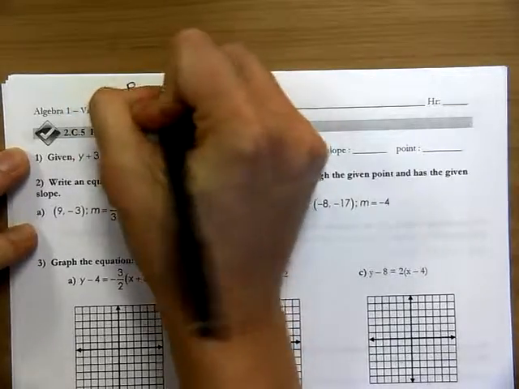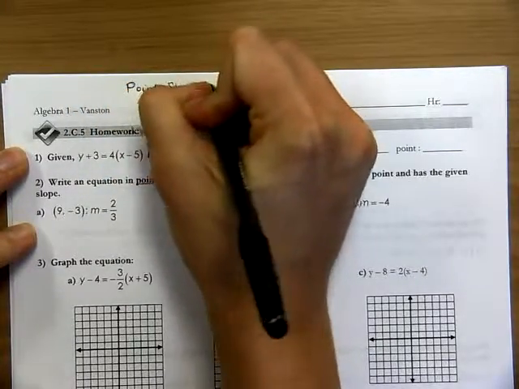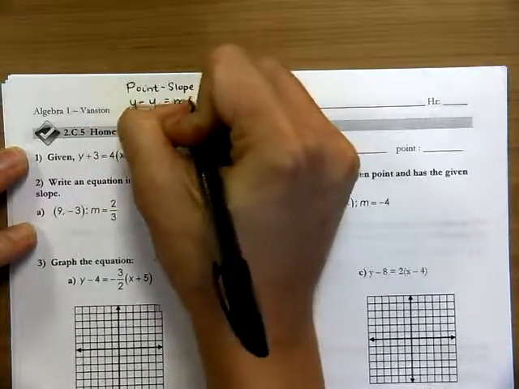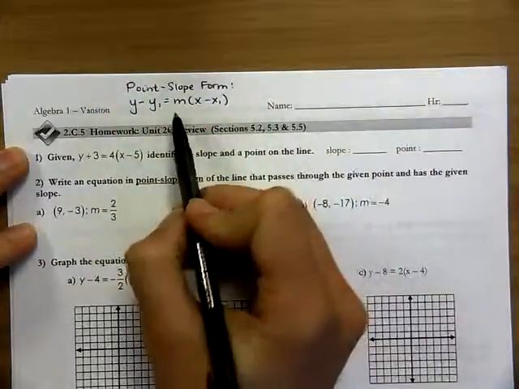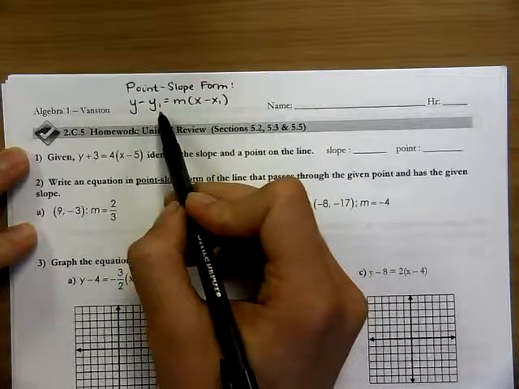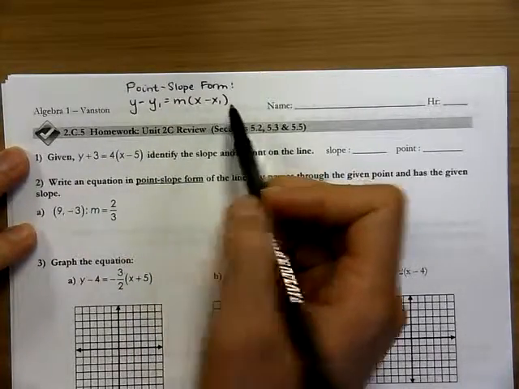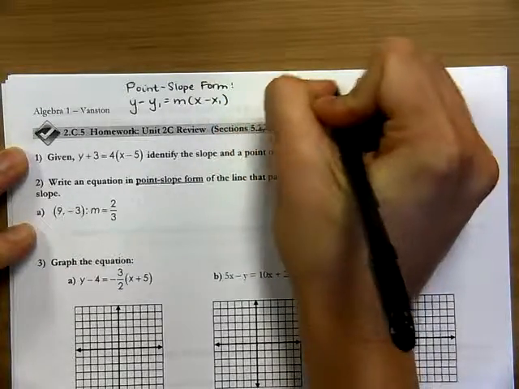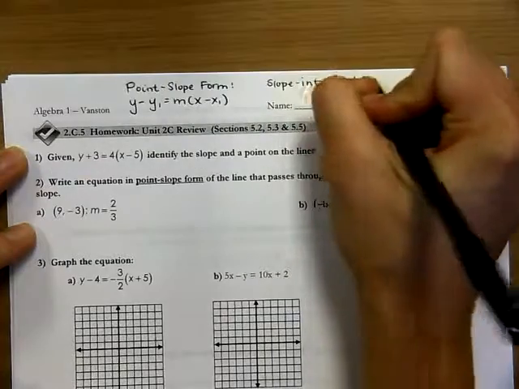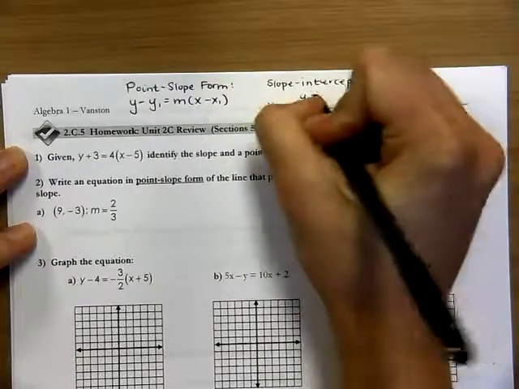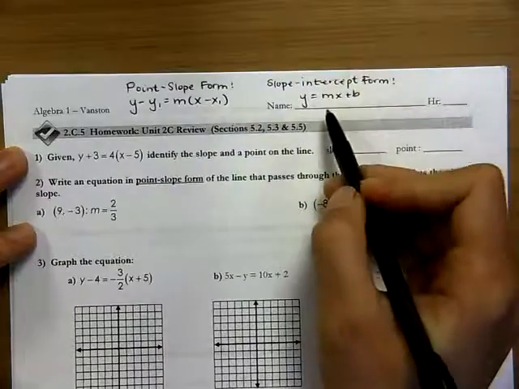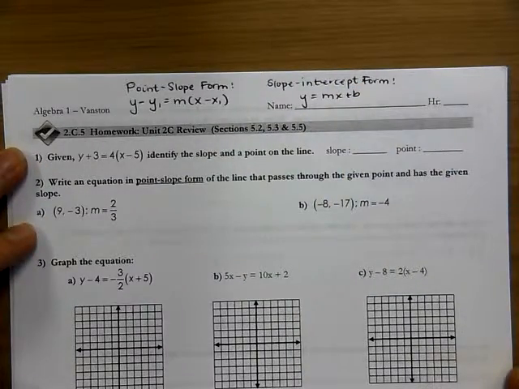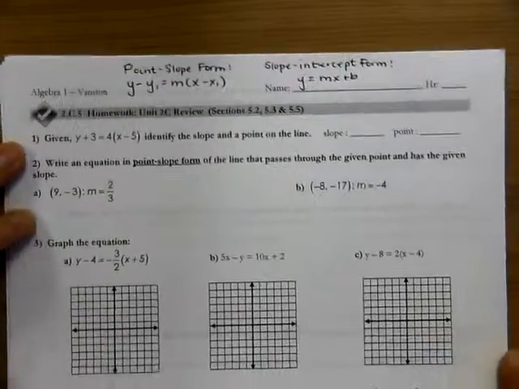So point-slope form is y minus y1 equal to the slope times x minus x1, where I know that m is my slope, and x1 and y1 are the coordinates of a point that's on the line. We also had slope-intercept form, and that was y equals mx plus b, where m is our slope and 0 comma b is the y-intercept. So those are the two forms of linear functions or linear equations that we've learned so far. So let's take a look at this.